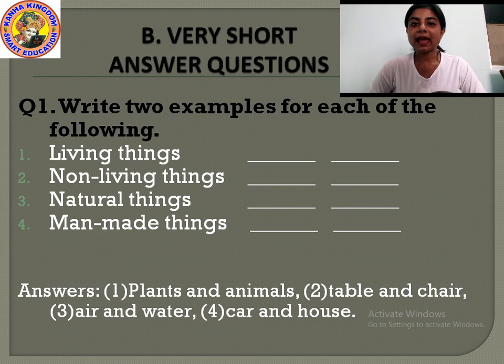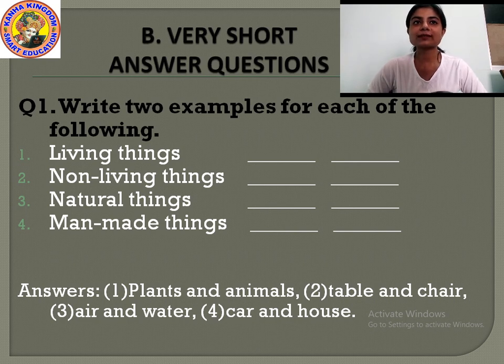Okay. Number 3, natural things. Examples are air, A-I-R, air. W-A-T-E-R, water. Examples of two natural things, that is air and water. Okay. Man-made thing. Example of man-made thing. It is C-A-R, car, and H-O-U-S-E, house. It is car and house.